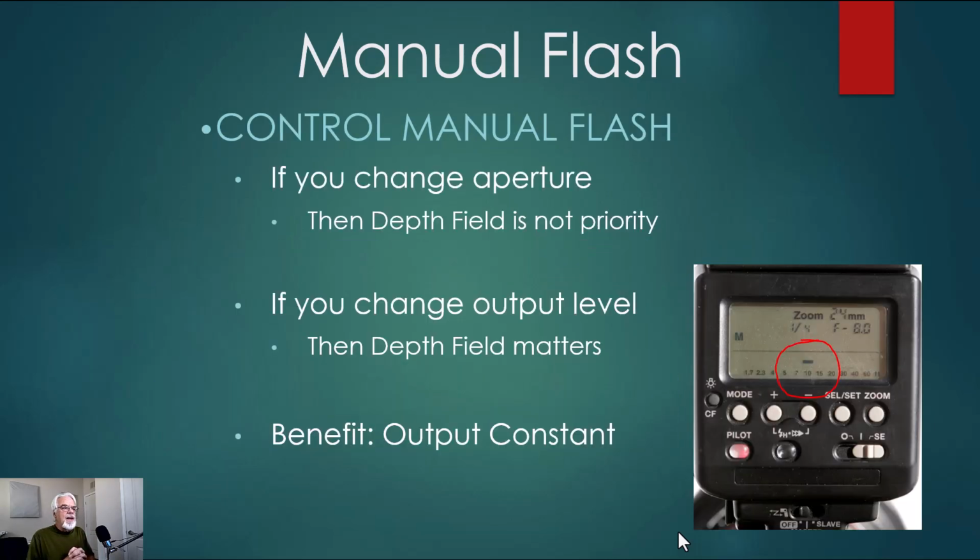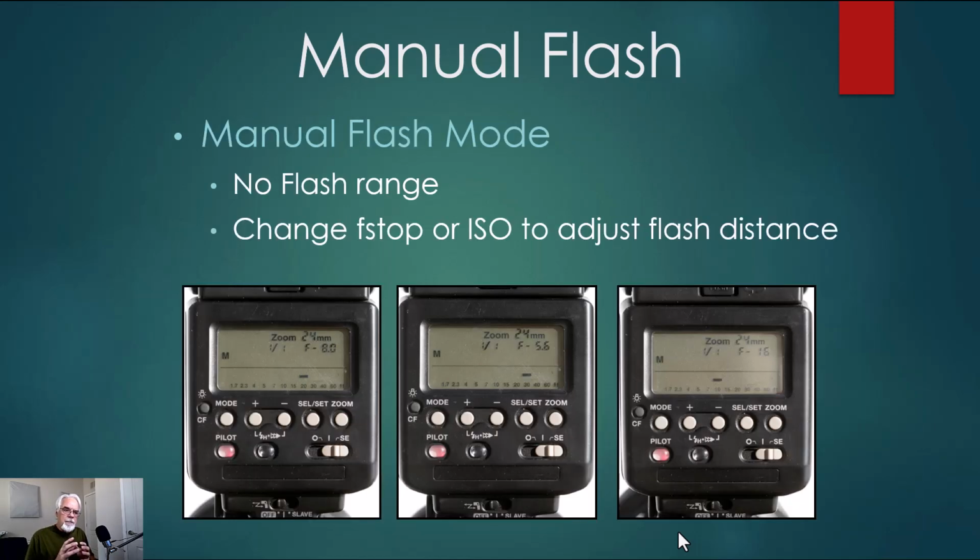Now, to control the manual flash, you would change your aperture, but you only want to do that if depth of field is not a priority. Meaning, if you set your flash to quarter power and then you change from f8 to f11, less light's going to hit the subject. They're going to be a little bit darker, and you can do that with your aperture. Here's something to keep in mind.